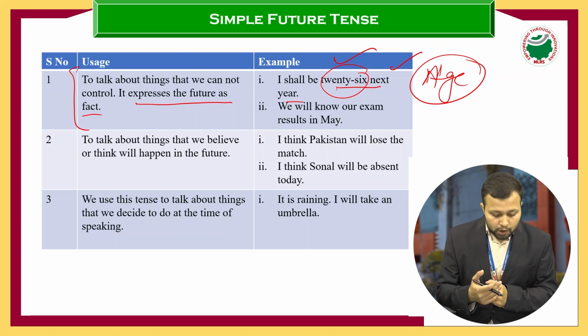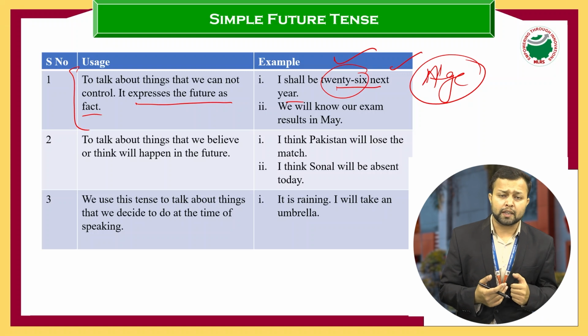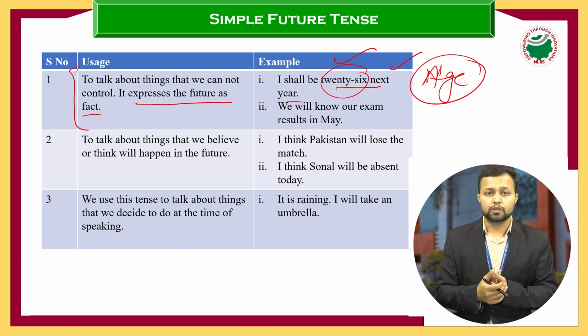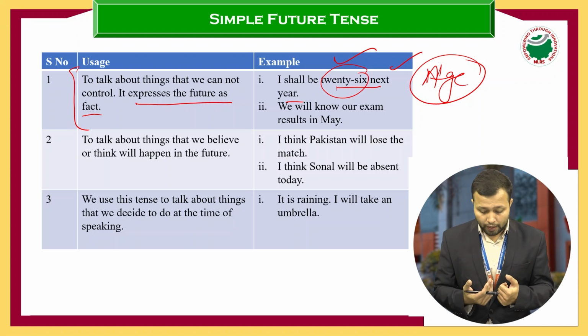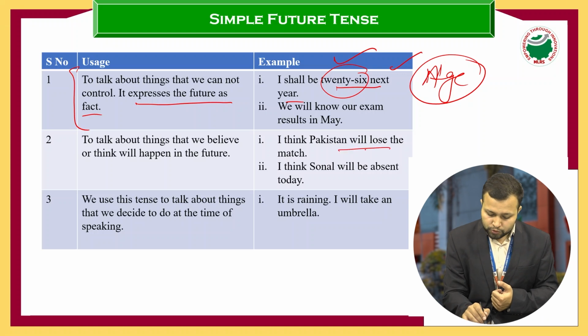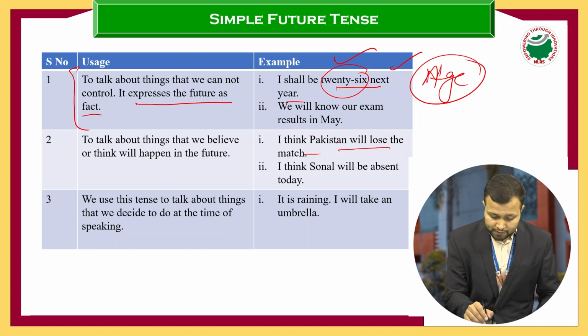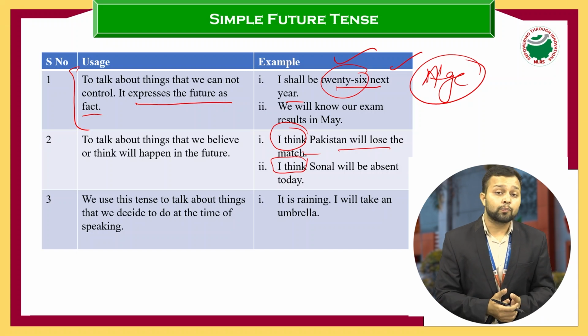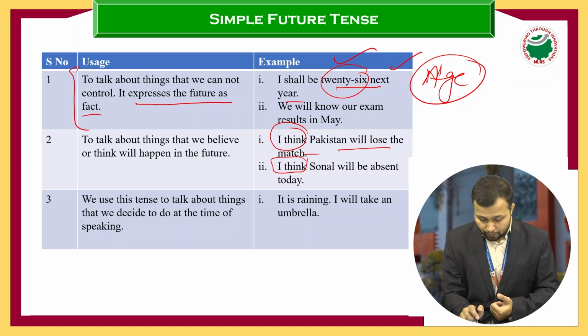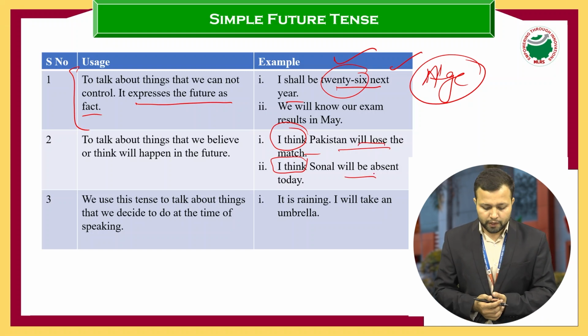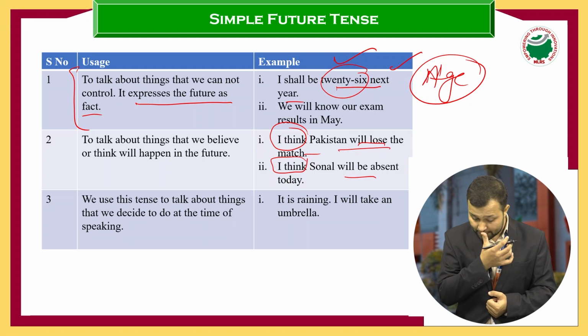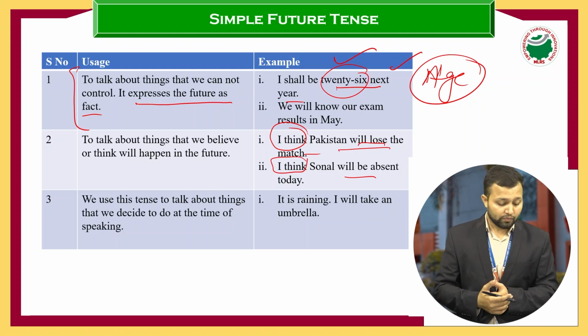Next, to talk about things that we believe or think will happen in the future, our prediction. For example, I think Pakistan will lose the match. Such sentences will be expressed by using I think or I believe, and then simple future tense will be used. I think Sonal will be absent today.